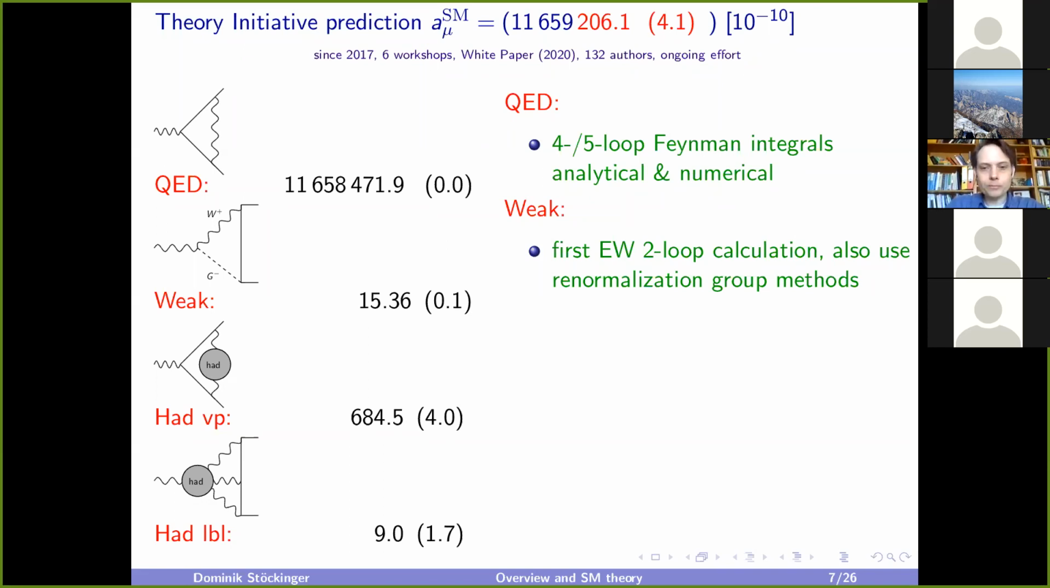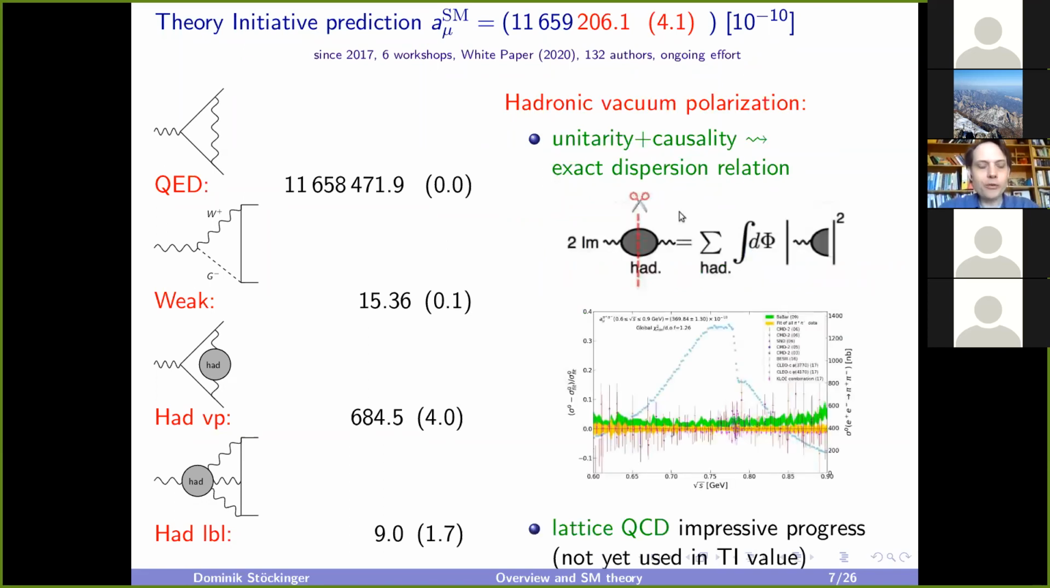Here also interesting renormalization group and effective field theory methods are in use in order to further increase the precision of those. Then there are these two kinds of hadronic contributions from what we call hadronic vacuum polarization, where we have a hadron blob in the photon propagator, and light-by-light contributions with a hadronic blob in a 4-photon green function.